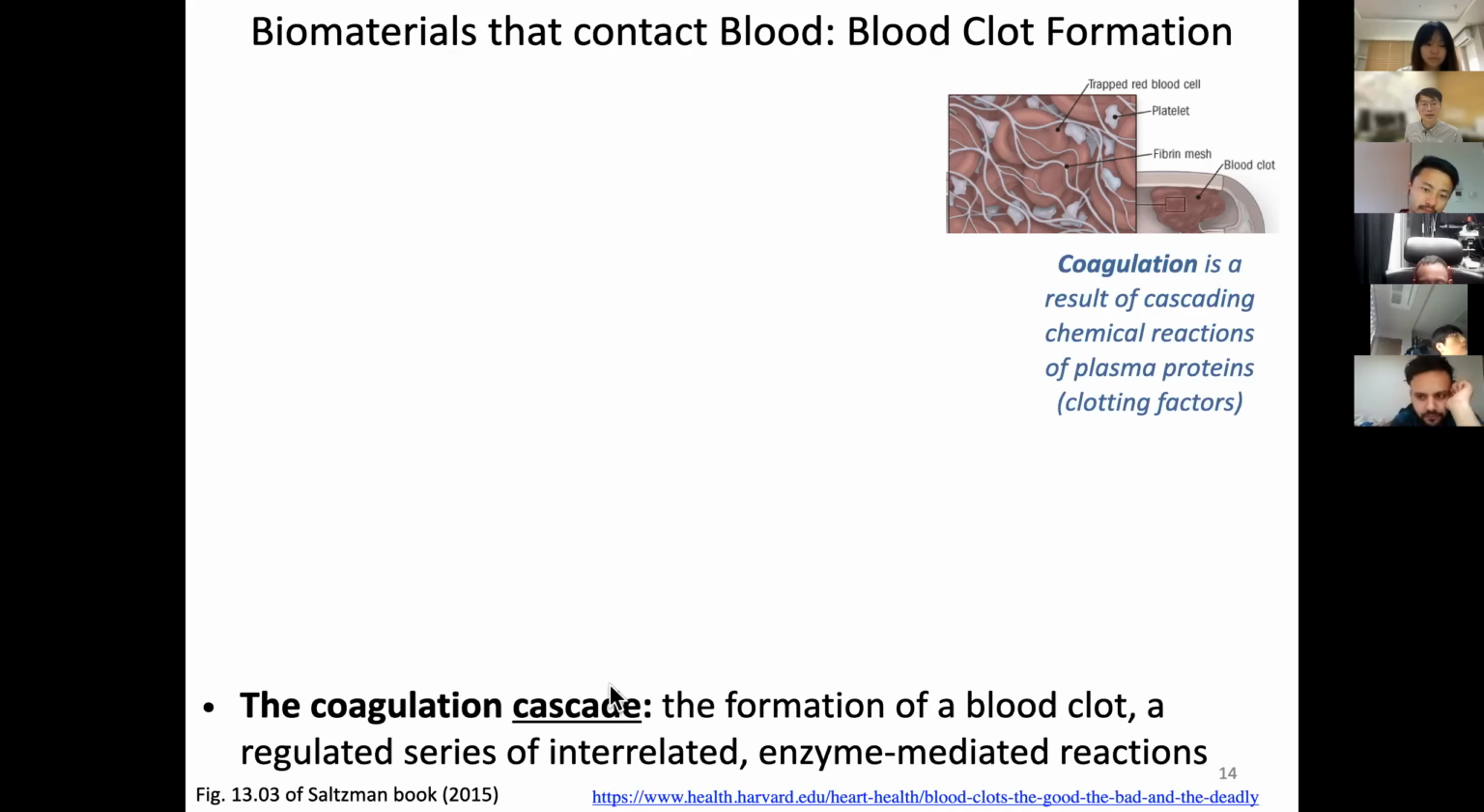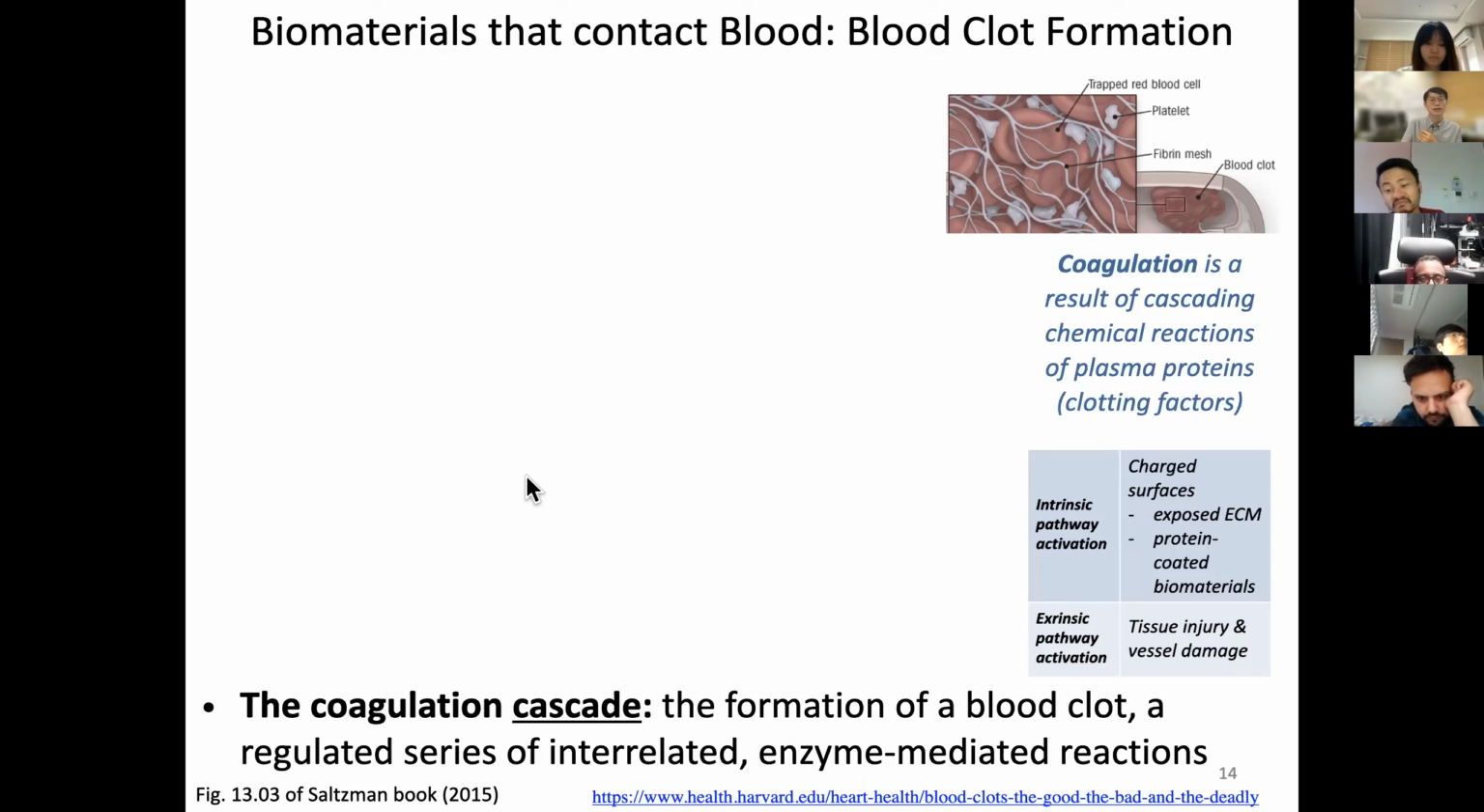Cascade. The reason for this is that the formation of a blood clot is a very precisely regulated series of interrelated, enzyme-mediated reactions. So it looks very complicated, but I want to explain this cascade in two different processes. One is called the intrinsic pathway, the other the extrinsic pathway.